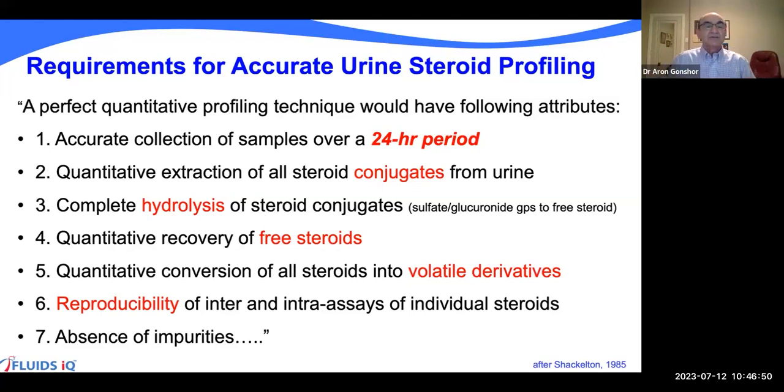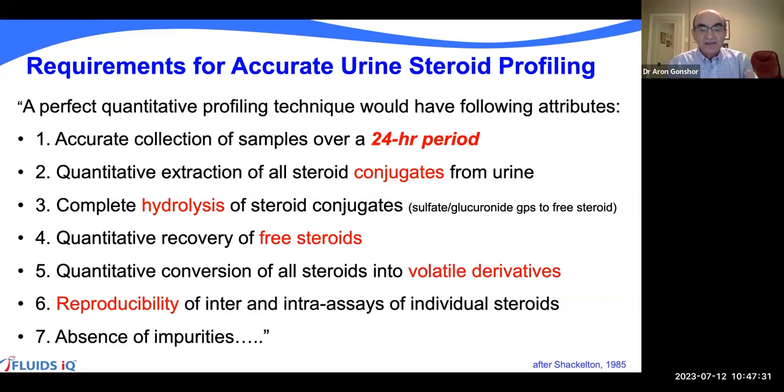I could show you many others. What are the requirements for accurate urine steroid profiling? This isn't new. This is as old as the hills. You want to get a good quantitation? Collect 24-hour quantitative extraction of all the conjugates, which would make it difficult to use urine. Get complete hydrolysis of those conjugates, which you can do, but you've got to do it right. Quantitate the recovery of free steroids. Quantitate the conversion of all the steroids into volatile derivatives in a GCMS system. Otherwise, you're not getting proper results.